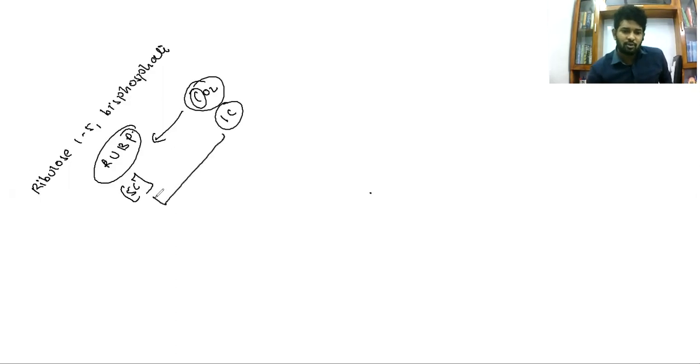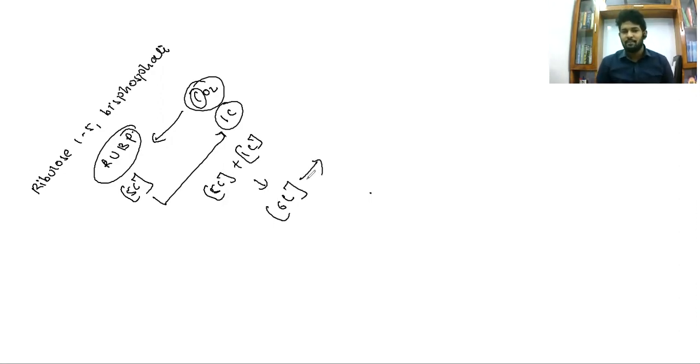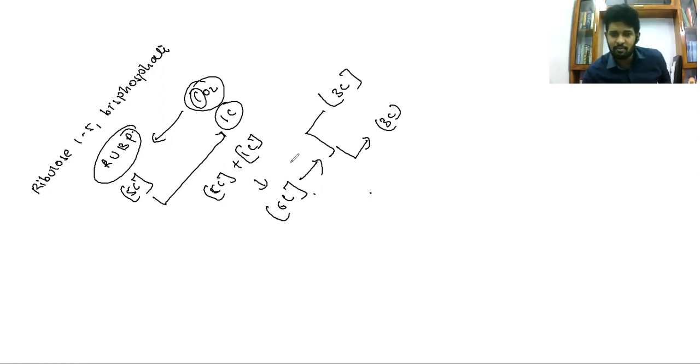When these two molecules combine, 5-carbon compound plus 1-carbon compound, it produces a 6-carbon compound. The 6-carbon compound is unstable. Because of its instability, immediately after its formation it splits into two molecules, one 3-carbon compound and another 3-carbon compound. So one molecule is splitting into two molecules.